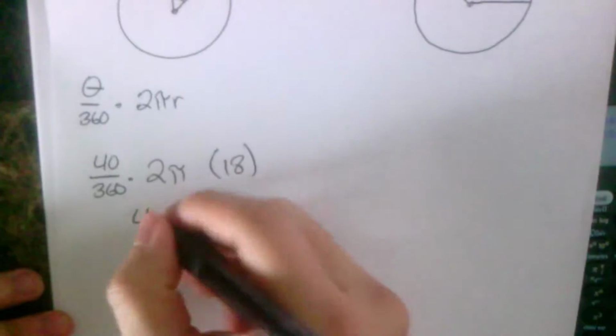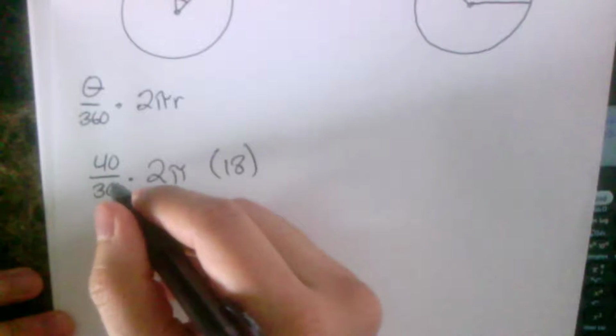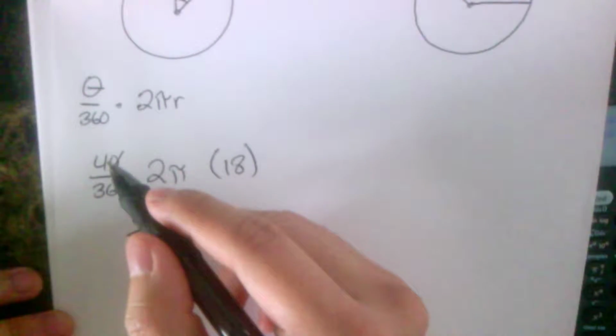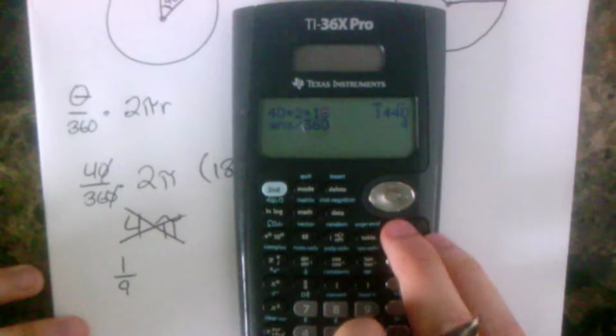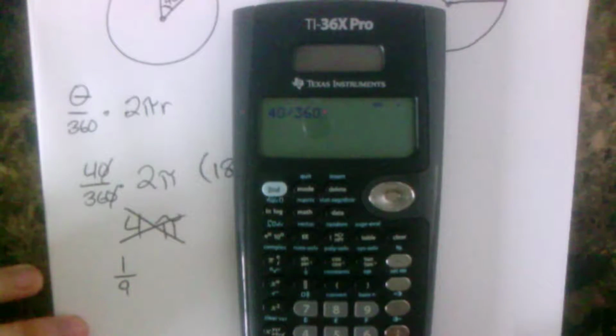So let's pretend we don't know the answer. If I were to simplify this, I want to simplify the fraction first. We've already done fraction lessons. I'm not going to go over exactly how to simplify, but that simplifies down to 1/9. You can also use a calculator to simplify a fraction. So if you wanted to do it that way, 40 divided by 360, it'll give you a decimal.